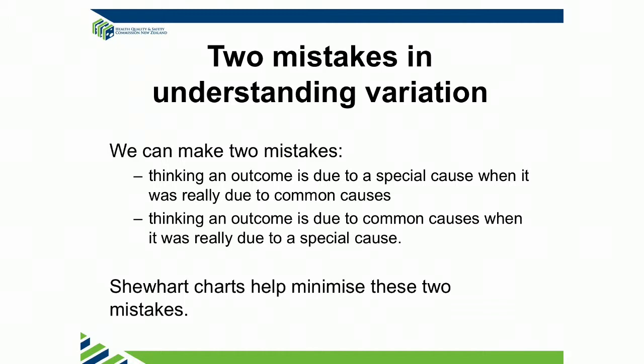So now, when we look at the variation, there are potentially two mistakes we can make, which can be quite challenging and disturbing to the whole system. The first mistake is thinking that an outcome is due to a special cause when it is really due to a common cause. Right? So, considering a common cause, which is the normal, as something special. And the second mistake is thinking an outcome is due to common cause when it was a special cause, so you treat that special as a common.